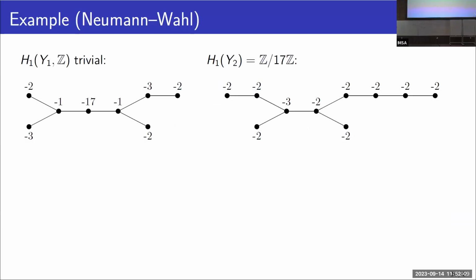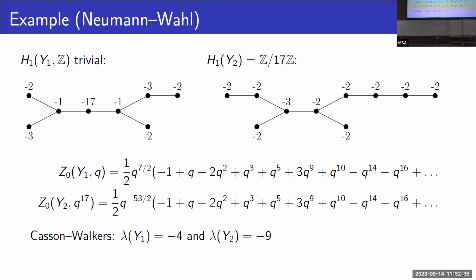And here is an example from Neumann and Wall's paper. So we have two very different plumbing graphs, and it's clear that they are not homeomorphic because one of them is a homology sphere, it has trivial H1, and the other one has H1 with 17 elements. So actually, one is a covering of the other with the covering group Z17. And if you look at the Q series, we computed them on the computer, and they actually really coincide up to this prefactor. And this prefactor is related to the Casson invariant. It will be this minus 6 times the Casson invariant. So this is the example.